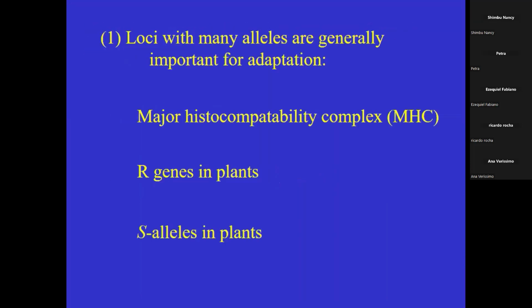Whoops, I went the wrong way again. So there's three cases. Talking about loci with many alleles, MHC in animals, R genes in plants, and S alleles in plants are three examples of loci where we have a lot of alleles present that NE is going to do a very poor job of predicting the effects of a bottleneck.